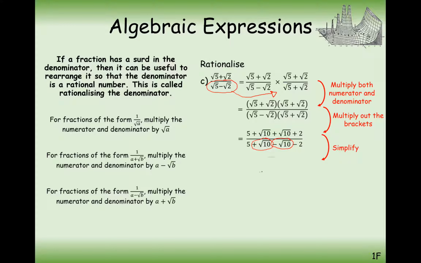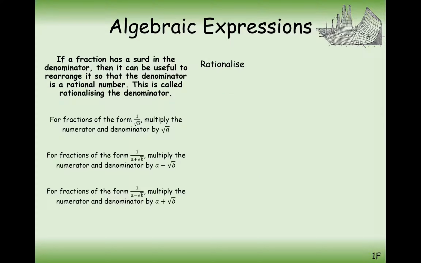So simplifying what we've got here, we can group together the root 10s. We've now got 2 root 10, and 5 plus 2 is 7, and now we're dividing by 5 take away 2, which is 3.